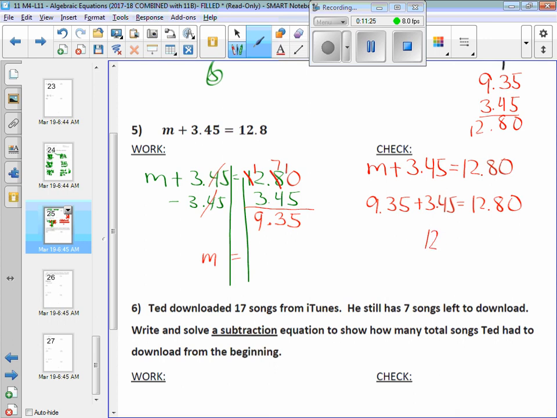And I'm good. Okay. Oops, don't circle that. Only circle 9.35. That.